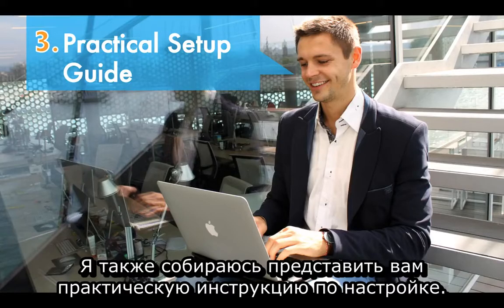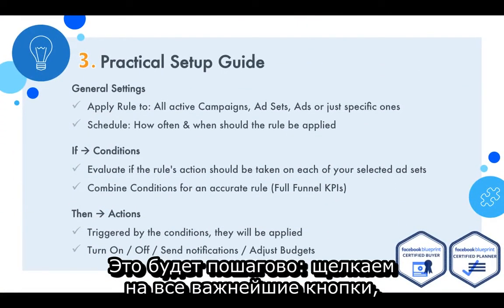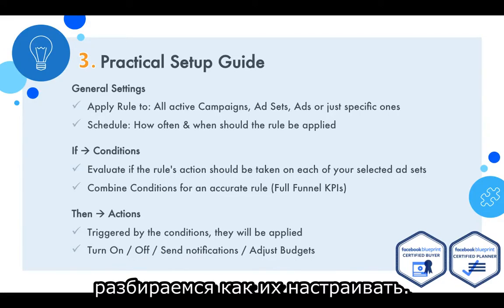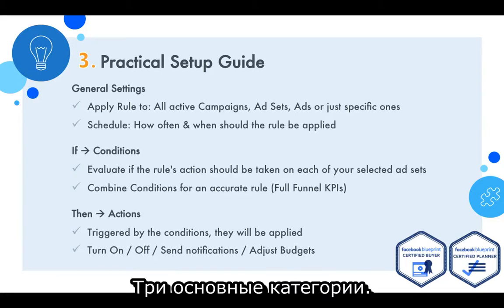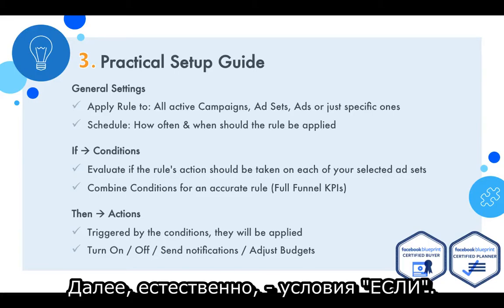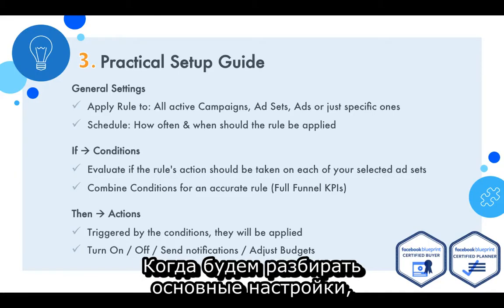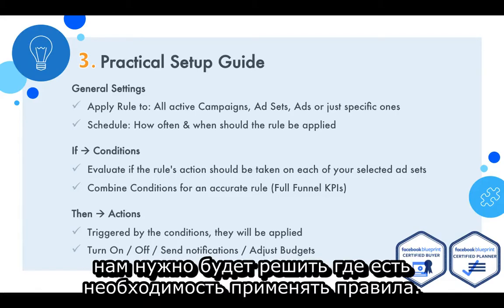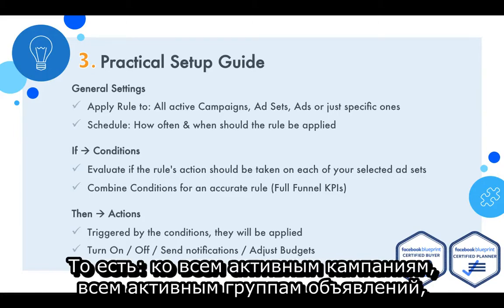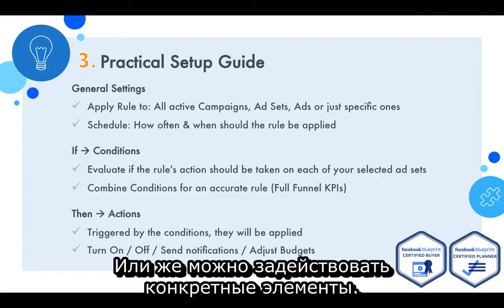Then I'm also going to give you a practical setup guide, so really step by step, clicking all of the necessary buttons in order to get them set up. There are 3 big categories. One is general settings, then of course the if conditions, and then also the actions that should be applied. When it comes to general settings, we have to decide where we want to apply the rule to. So all active campaigns, all active ad sets, all active ads, or we can also just use specific ones.